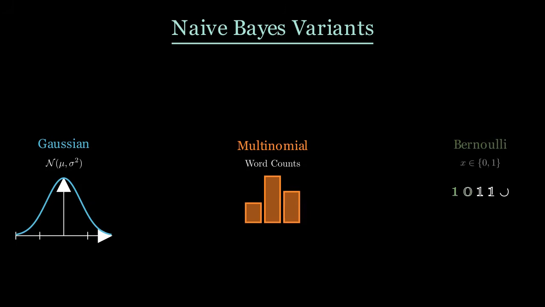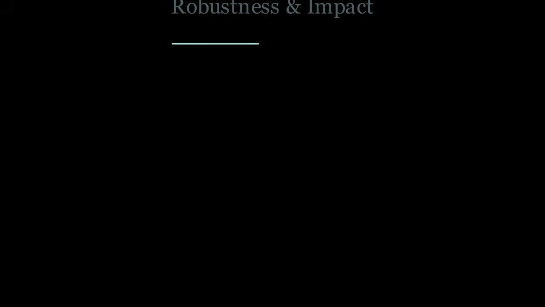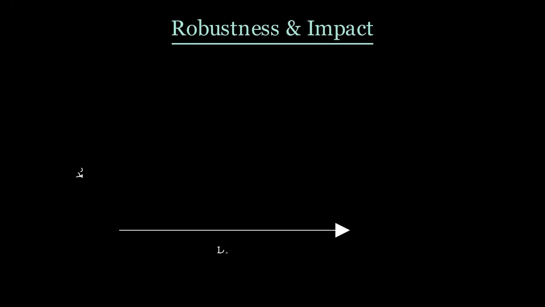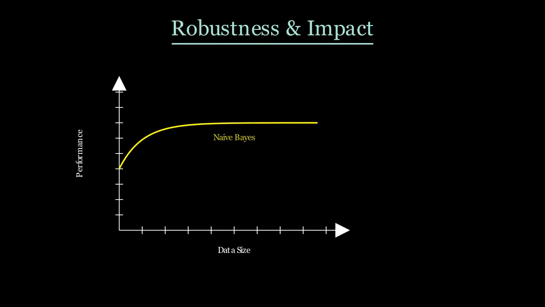There are different flavors of naive Bayes dependent on the nature of your data. Gaussian naive Bayes is used when features follow a normal distribution, common in physical measurements. Multinomial naive Bayes is the king of text classification, counting word frequencies. Lastly, Bernoulli naive Bayes is used when features are binary, like the word exists or the word does not exist. Each variant adapts the likelihood calculation to fit the data's shape.